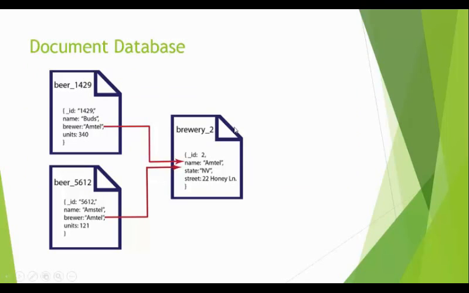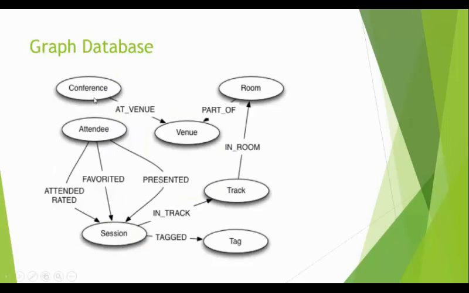A document database is designed for storing, retrieving, and managing document-oriented info. Each document also is assigned a unique key, such as beer 1429. A graph database is usually used when there is an undetermined number of relations between elements in a data.